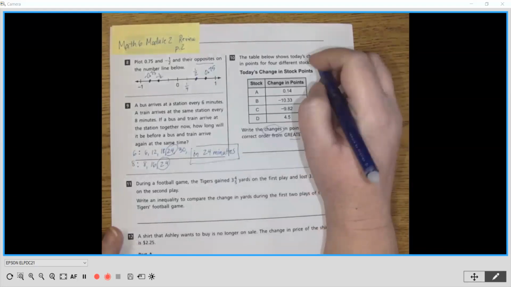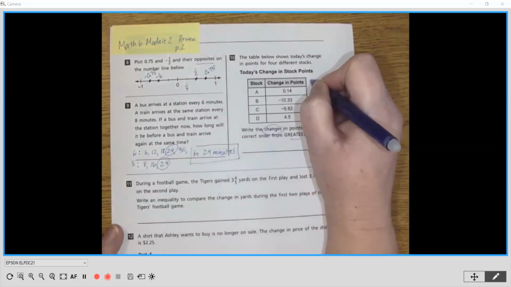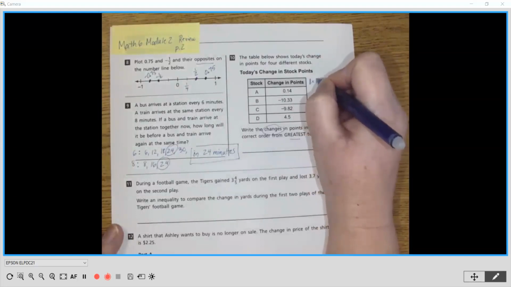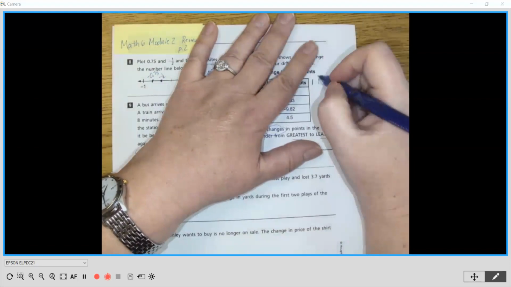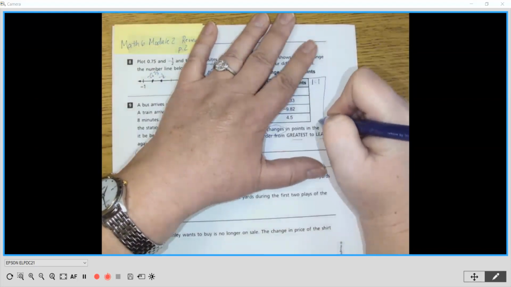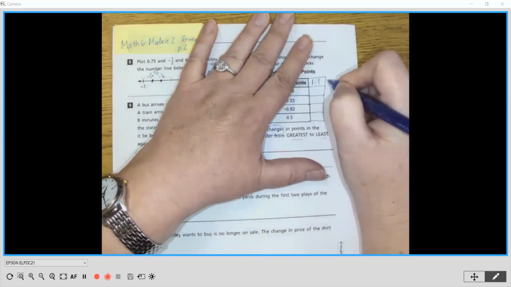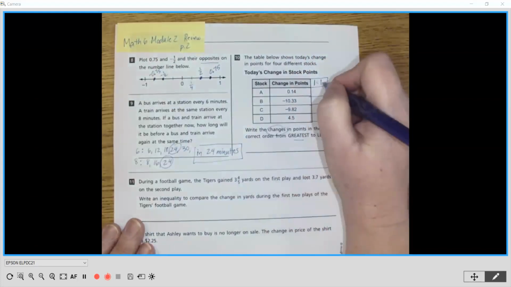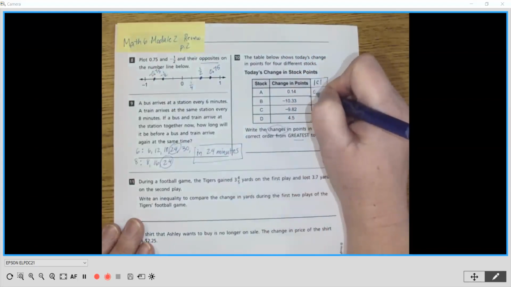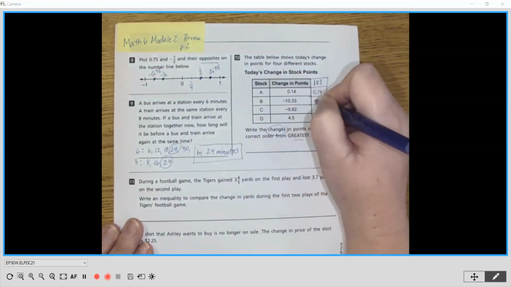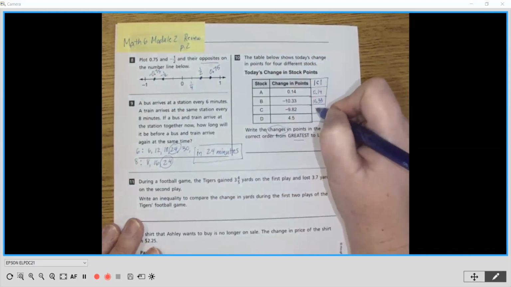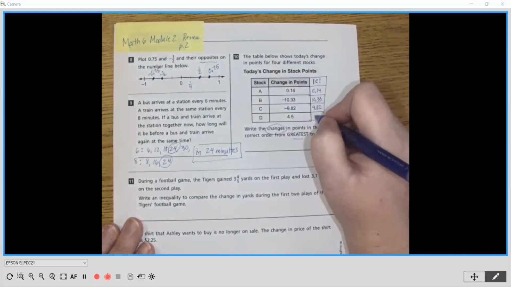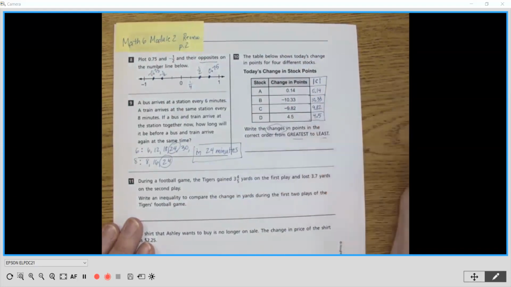So what we're really looking at is the absolute value. So I'm just going to say absolute value of, we'll just say C for change. Okay, and we'll add another column to that table. So stock price A changed 14 cents. Stock price B changed $10.33. Stock C changed in price $9.82, and stock D changed in price $4.50.